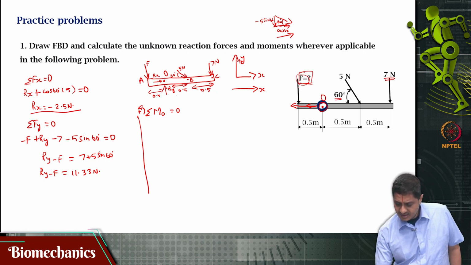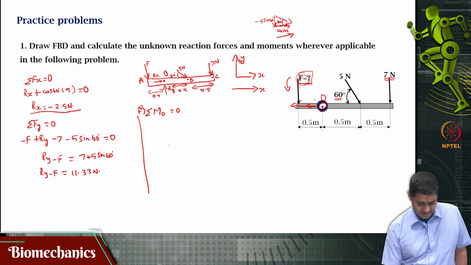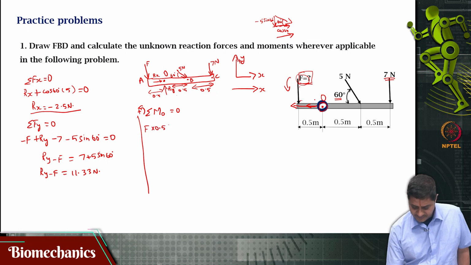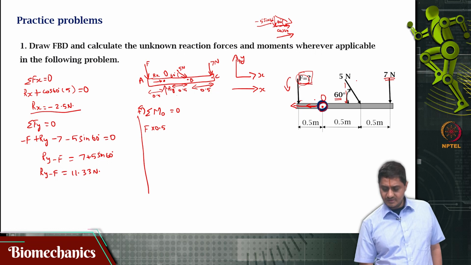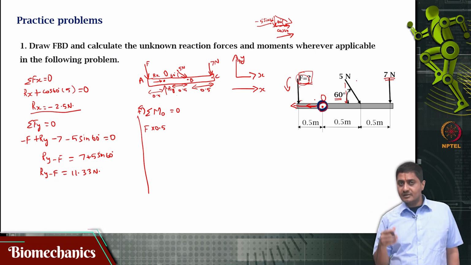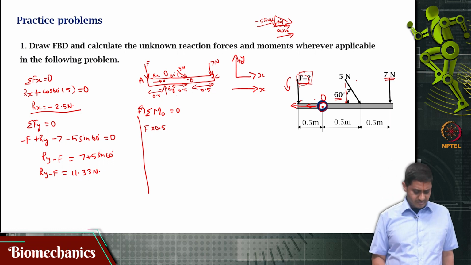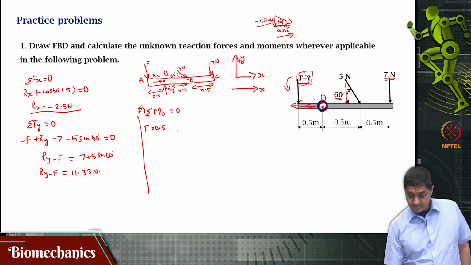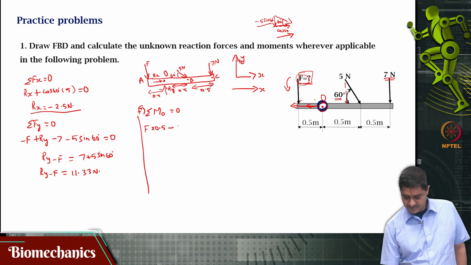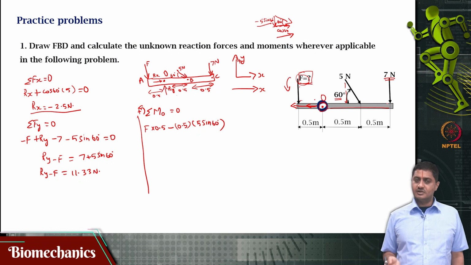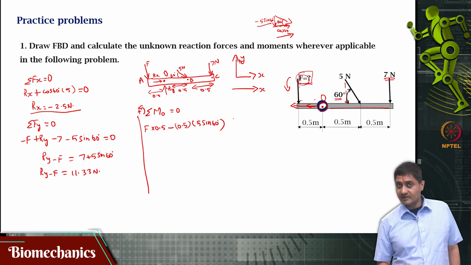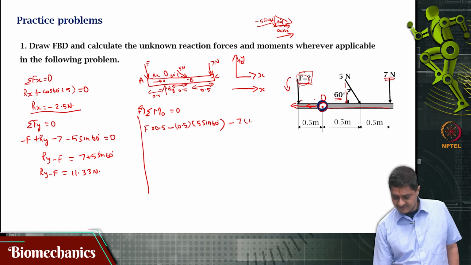this F will be causing a moment F times 0.5 in the counterclockwise direction. That would be F into 0.5. Okay. This 5 sin 60, this vertical component, will be causing a moment in the clockwise direction with a moment arm of 0.5, is it not? And that will be in the clockwise direction. So, that will be minus 0.5 times 5 sin 60. Okay, and this 7 Newton will be causing a moment in the clockwise direction with a moment arm of 1 meter, and that will be a clockwise moment. So, that will be minus 7 times 1.